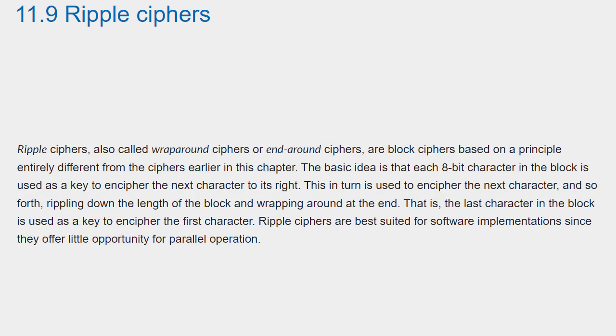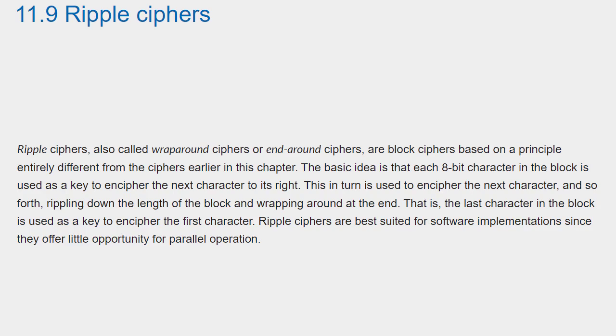Section 11.9 Ripple ciphers. Ripple ciphers, also called wraparound ciphers or end-around ciphers, are block ciphers based on a principle entirely different from the ciphers earlier in this chapter. The basic idea is that each 8-bit character in the block is used as a key to encipher the next character to its right. This, in turn, is used to encipher the next character, and so forth, rippling down the length of the block and wrapping around at the end. That is, the last character in the block is used as a key to encipher the first character.